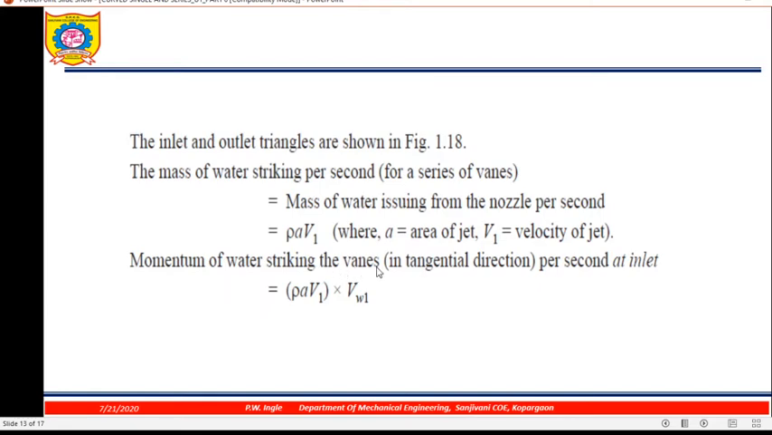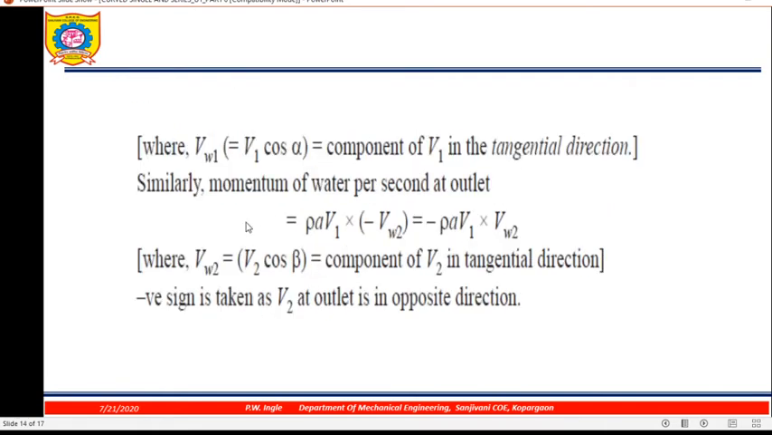Momentum of water striking the vane in the tangential direction per second at inlet is rho A V1 into VW1, because it is mass into velocity. VW1 is responsible for work. That's why it is rho A V1 into VW1, where VW1 is V1 cos alpha.